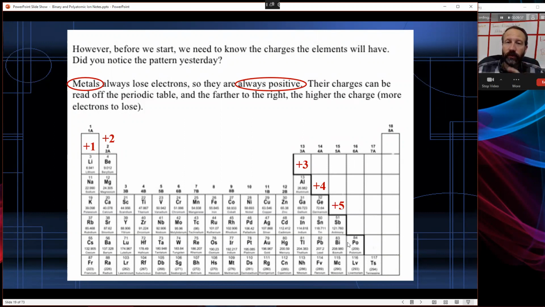These metals are +5, and these metals are +6. And tennessine, if it was even around long enough to get a charge, it would be a +7. Again, I'm not going to bring in radioactive elements for you to work with, so we're not going to worry about them. I'm not going to use them on any questions. But if you like the pattern and want to call it +7, sure, go for it.